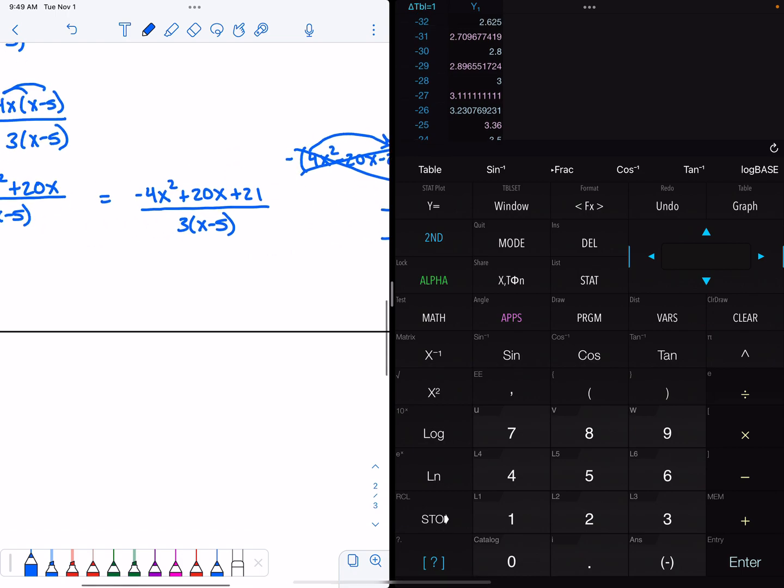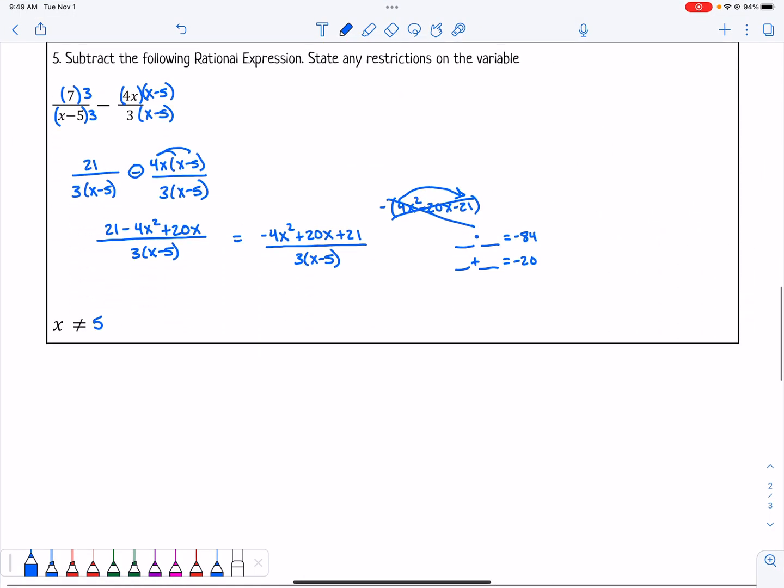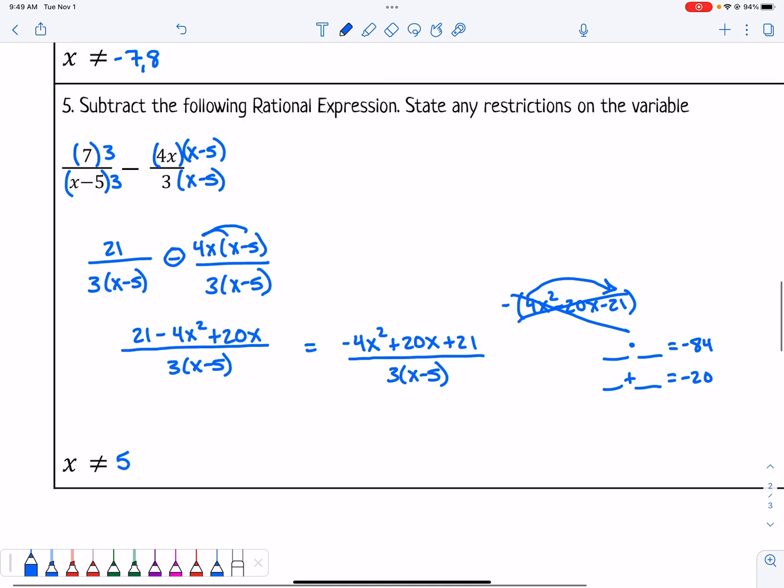And so we've done everything we can to simplify after we subtracted those. But it's good to check and make sure you've gone as far as you can, but you don't want to go any further than you can. So that is it for number 5. All right, so that's it for practice quiz.